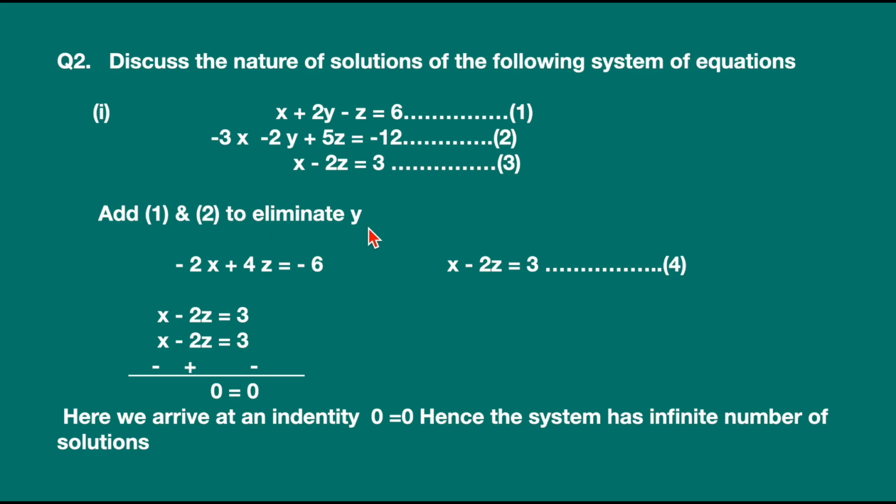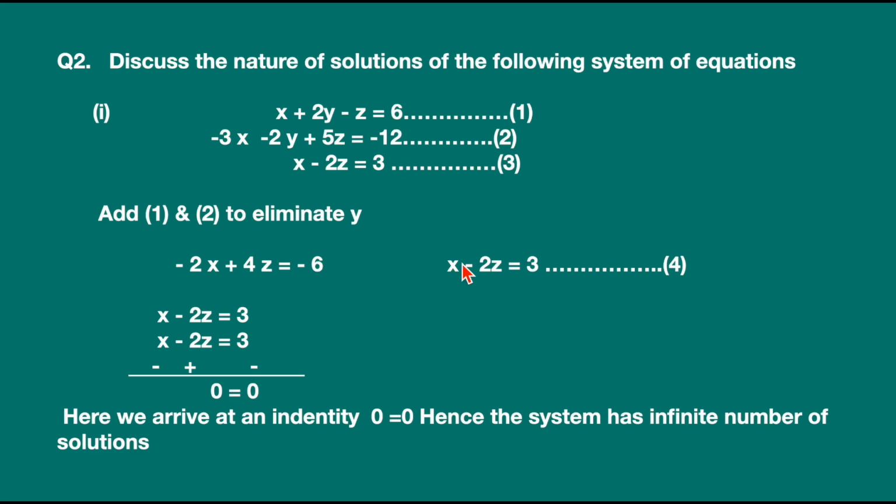By the elimination method, let me take the first 2 equations. You can take any equations you want, it doesn't matter, you just have to decide what you want to eliminate. Here, in the first 2 equations, I'm going to eliminate 2y and minus 2y. So when you add these 2, what do you get? x minus 3x, that is minus 2x, plus 5z minus z is plus 4z, is equal to minus 12 plus 6 is minus 6. So this is the equation you get.